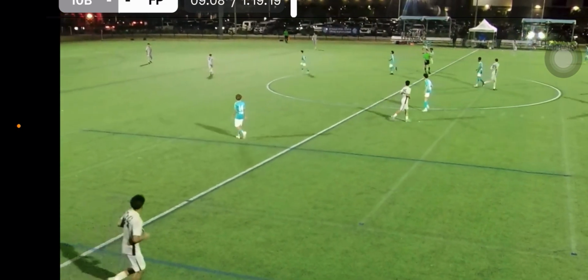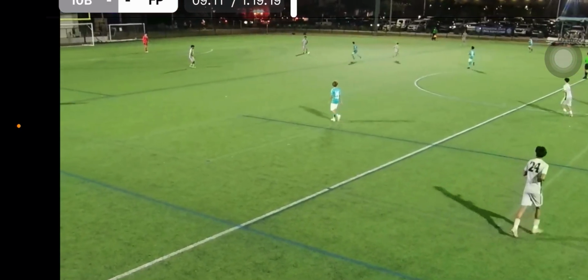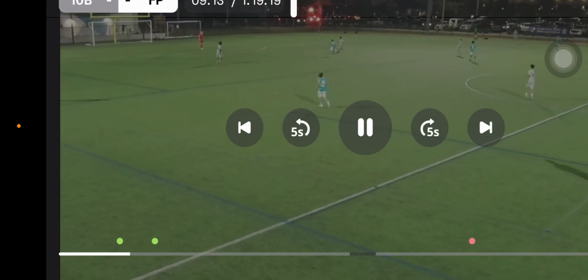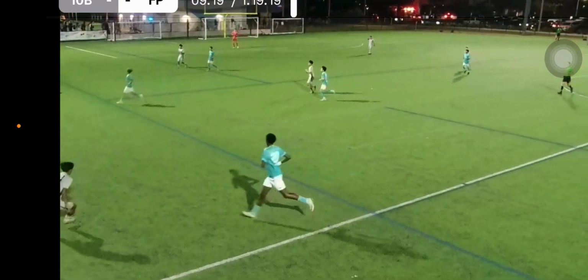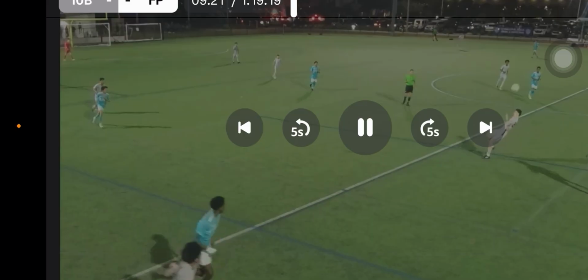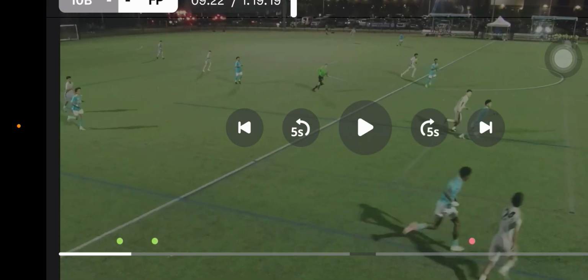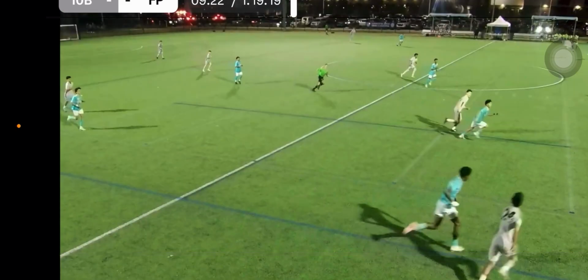So we're going to work on our decision making here. And I hope this was educational. I hope that this was fun. I hope that you learned something about your game from this. And I hope that you want to do more of this and increase your mental and tactical IQ so that we can become better players here in Minnesota.